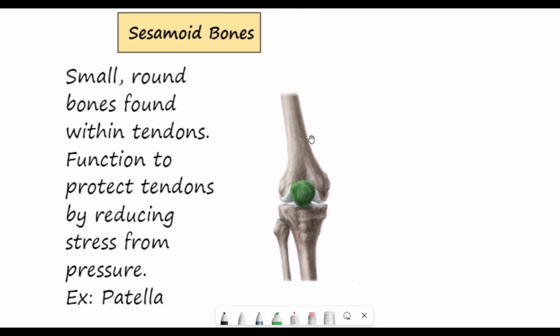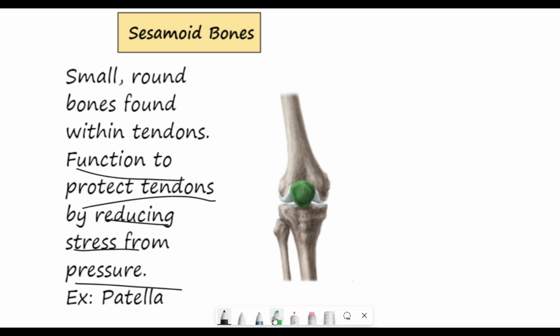And finally, we have here your sesamoid bones. These are smaller, rounder bones that are found within tendons. So a good example here is your patella. Your patella articulates with the femur bone, and then your tibia bone, and it kind of joins with the two and protects the tendon that's in between those two bones. So like I said, they function to protect the tendons by reducing stress and pressure.